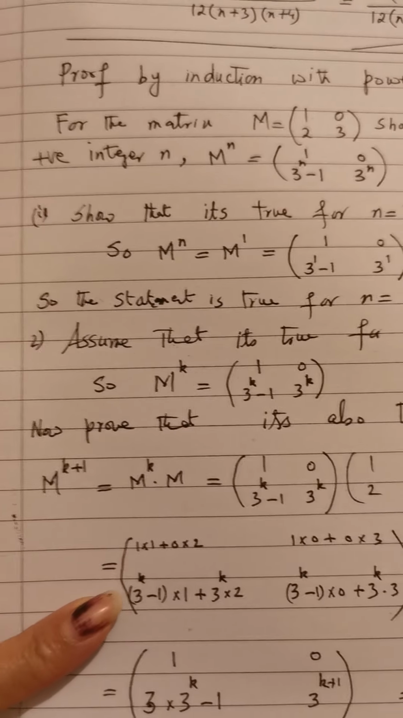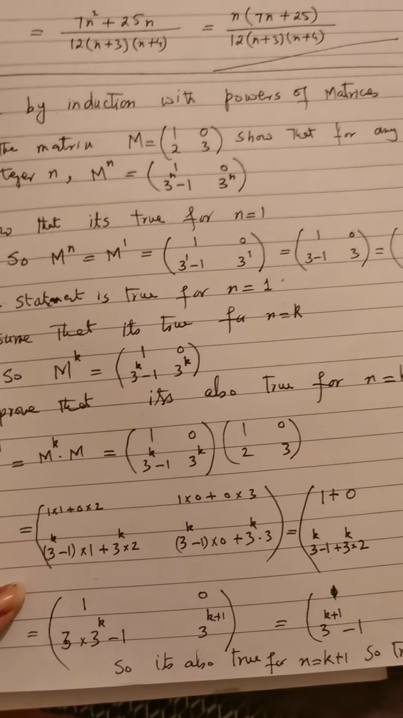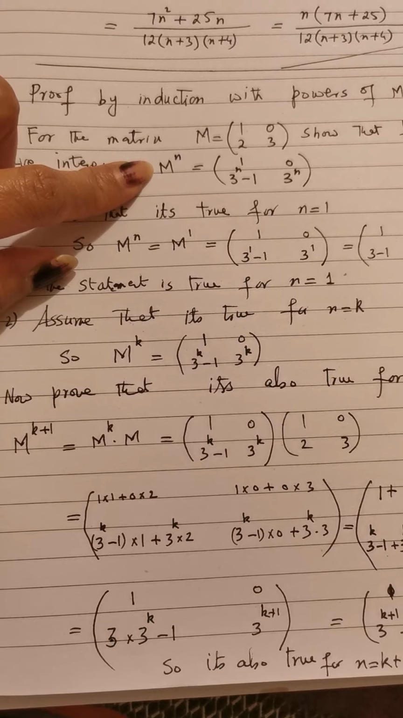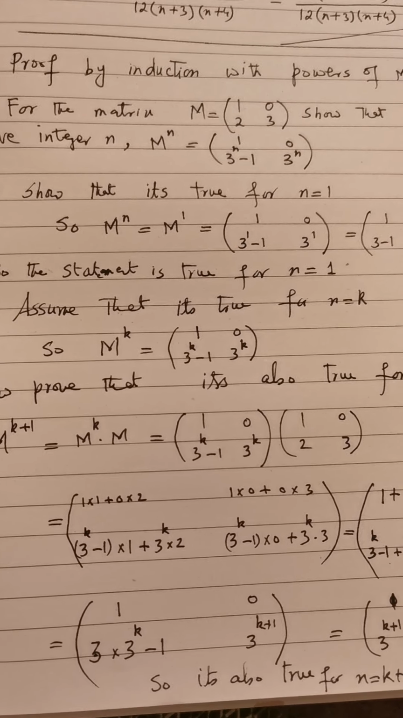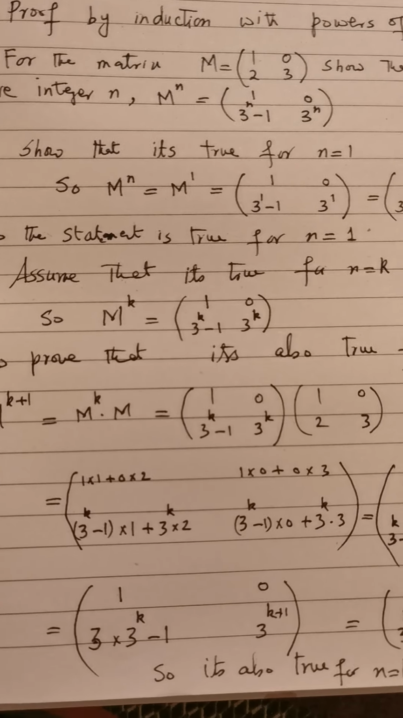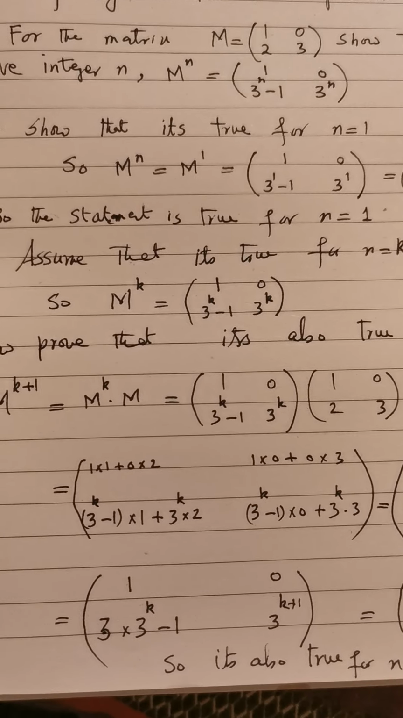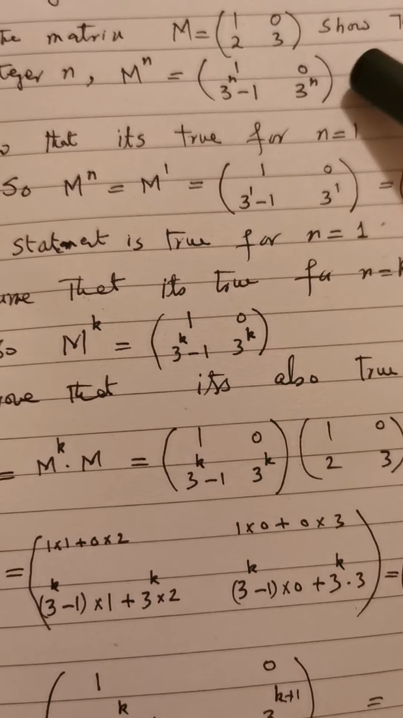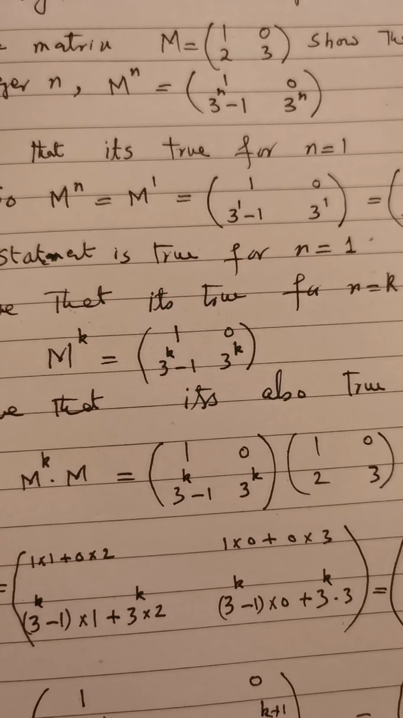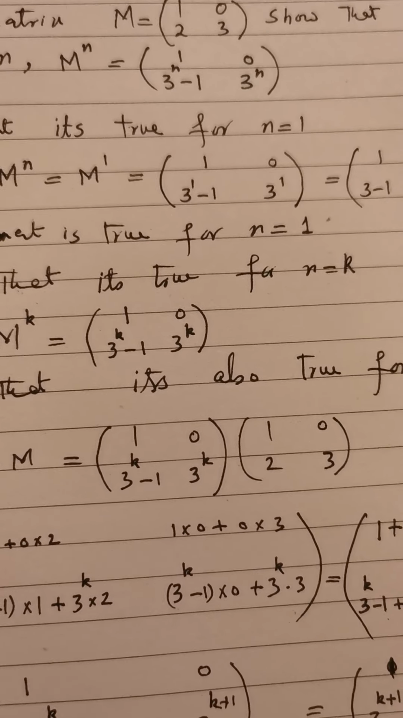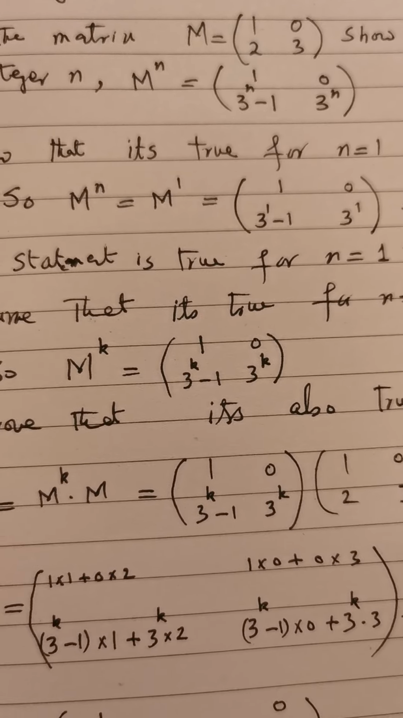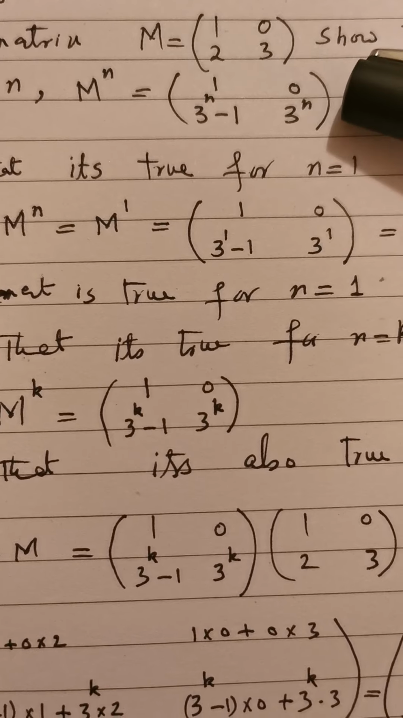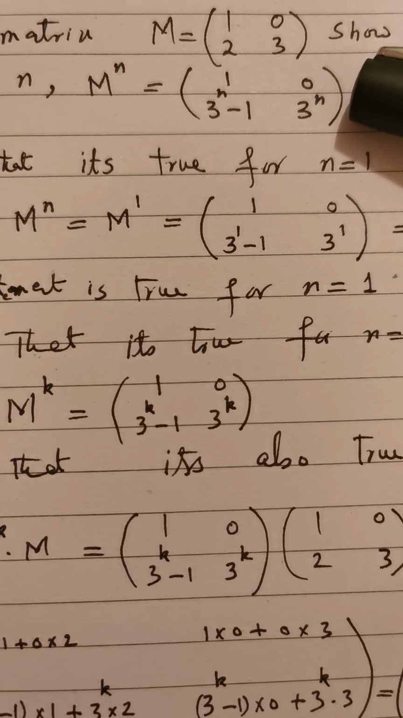So for the proof, they have given a matrix and they ask us to prove this for all positive integers. First of all, we will try to solve this question by using the induction method. Induction method is that, first, we prove that this expression is true for n is equal to 1. If it is true for n is equal to 1, then we proceed further and assume that this statement is true for n is equal to k. This is our assumption, right?